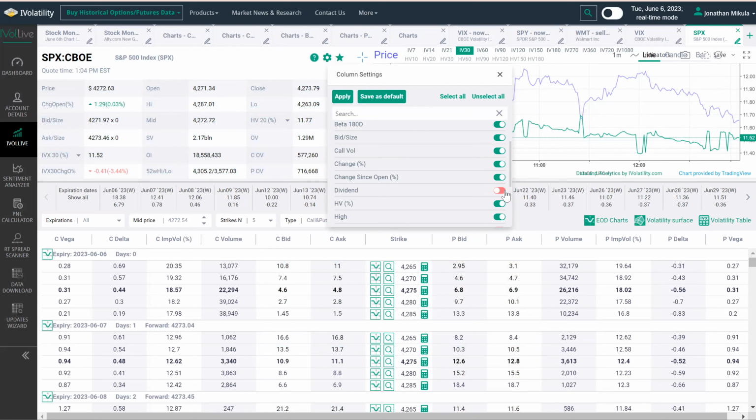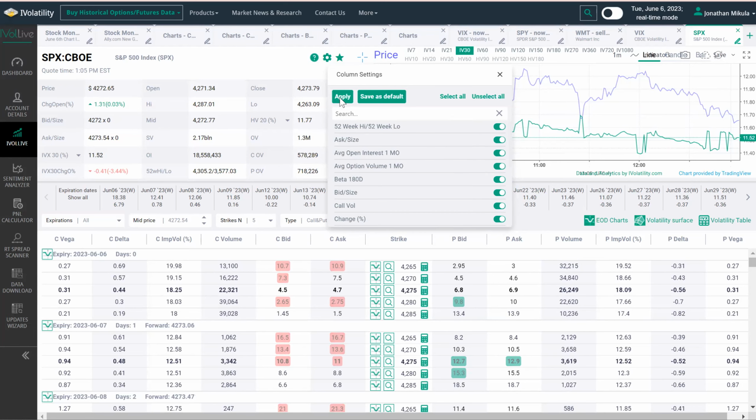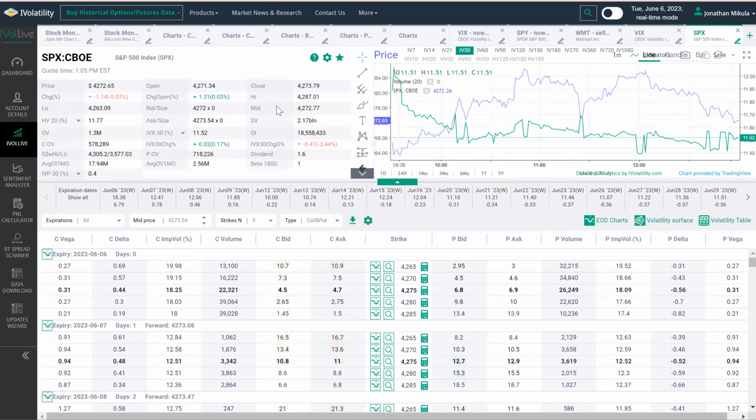You could get the change percentage. You could analyze the dividend yield. You could look at some of these things that we don't have time to cover today, like implied volatility percentage, which is my favorite measure here, IVP. And then we could look at this last one here, and then you could hit apply, and it will apply to just this one tab, or you can do set as default.